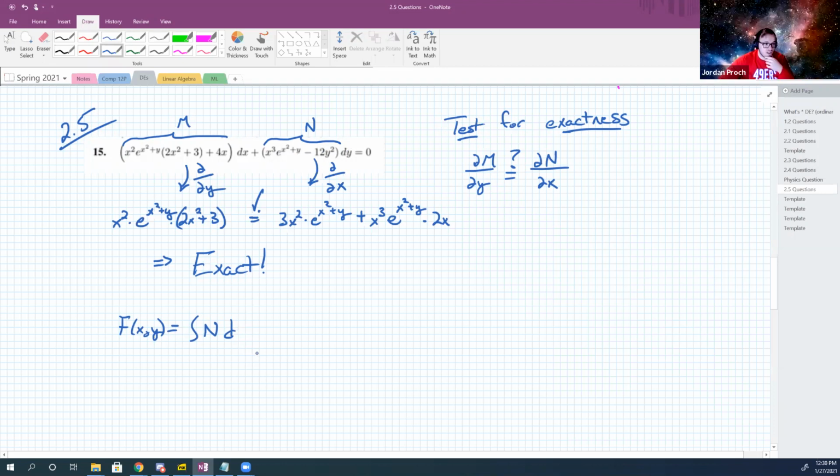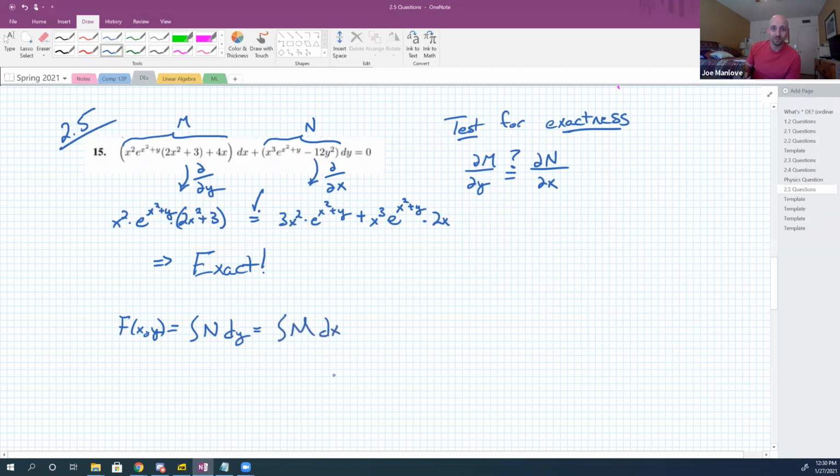We differentiated with respect to y. Good. So even though later I differentiated with respect to x, in order to get to this point from f, this is probably a y derivative. Once I've checked that it's exact, what that means is this thing is the y derivative of a function. So I'm going to be able to integrate dy here. And that's going to be the same as the integral of m dx.